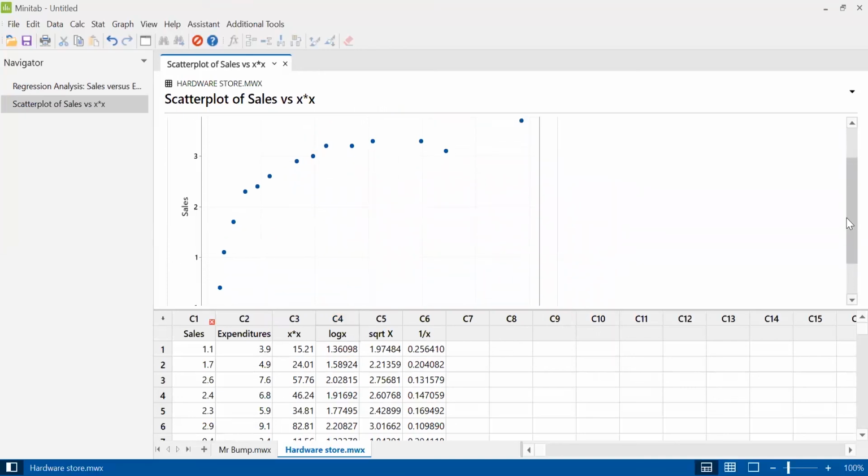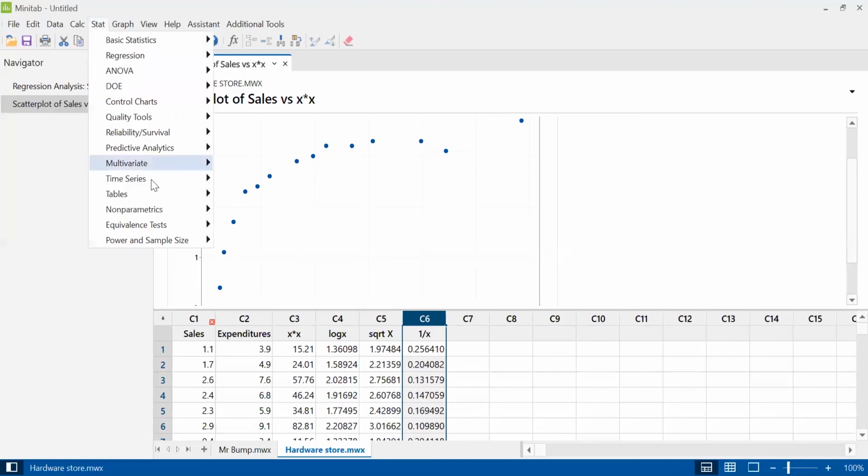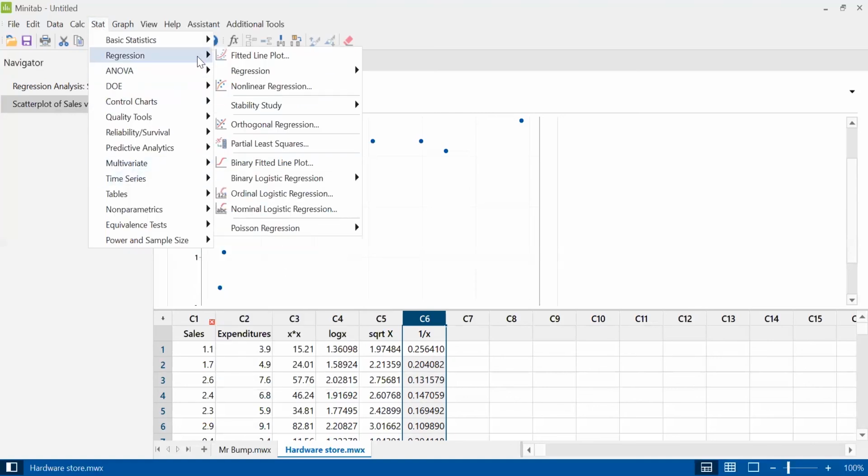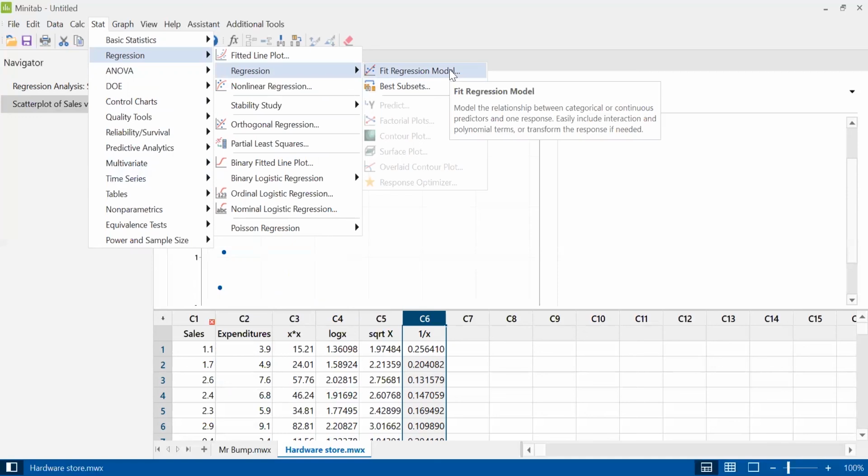So we don't see much improvement. It still shows a curve, which means not a good idea. So as we discussed earlier, we decided eventually we're gonna use 1 over x as the transformation. And therefore, let's carry out the regression analysis formally. We'll go to stat, regression again, and do fit regression model.